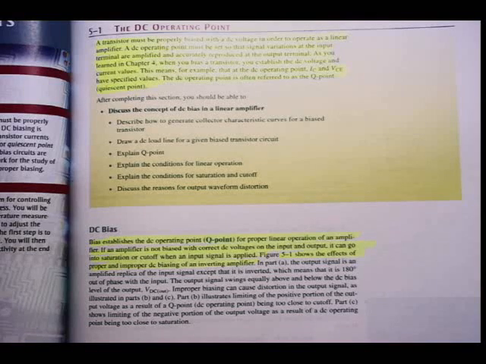Alright, DC bias. Bias establishes the DC operating point, Q point, for proper linear operation of an amplifier. If an amplifier is not biased with the correct DC voltages on the input and output, it can go into saturation or cut off when an input signal is applied. Figure 5.1 shows the effects of proper and improper DC biasing of an inverting amplifier. We will discuss the inverting amplifier in more detail as we get along, but in the introduction in the previous chapter we've seen that for that specific amplifier the input and output signals were 180 degrees out of phase. That's why it's called an inverting amplifier.